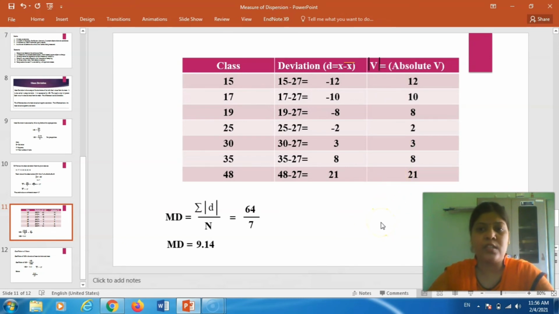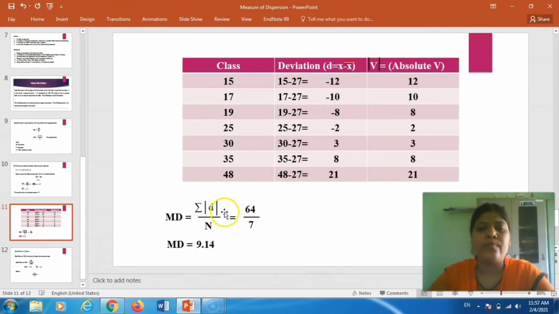But in the case of standard deviation, which we are going to see in the next lecture, there is a square of this deviation, and because of the square, the negative sign is automatically eliminated through the formula. Okay, let's go towards the formula. MD is equal to summation of absolute D divided by N.